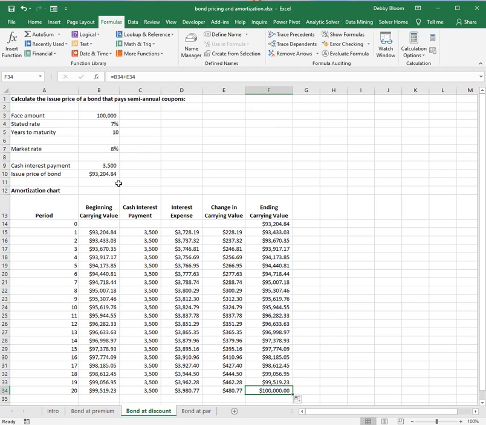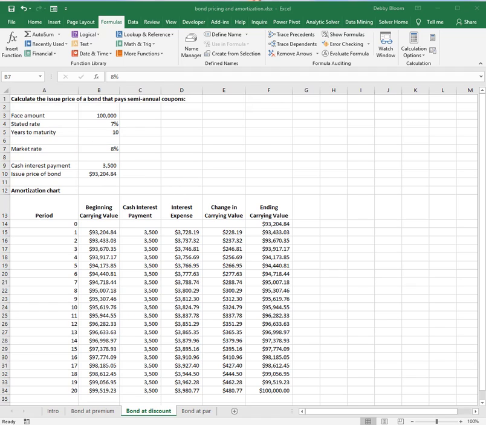So the answer to this problem is if you invest $93,204.84, in return, you get 20 cash payments of $3,500 every 6 months for 10 years, and then you get $100,000 back at the end of the 10-year period. Your $93,204.84 investment will return you a rate of return of 8% per year.